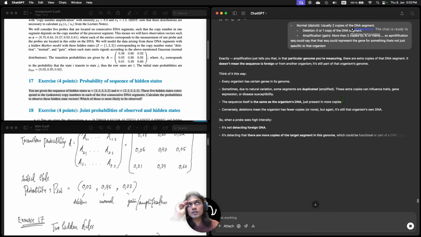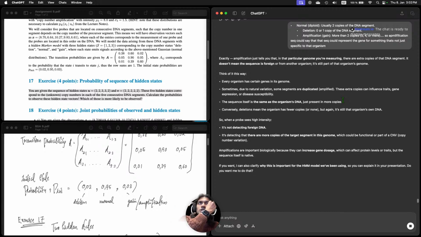Amplification just tells you that in the particular genome you're measuring, there are extra copies of the DNA segment. It doesn't mean that the sequence is foreign or from another organism. It's still part of the organism's genome. Sometimes, due to natural variation, some segments are duplicated. These extra copies can influence traits, gene expression, and disease susceptibility. The sequence itself is the same as the organism's DNA, just present in more copies. Conversely, deletions mean the organism has fewer copies, but again, it's still the organism's own DNA.